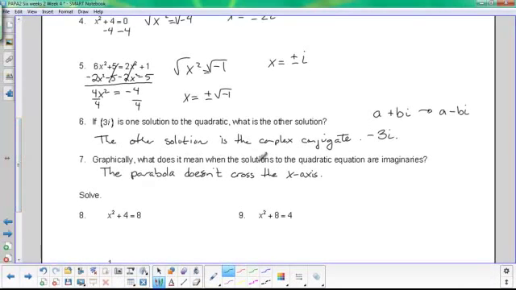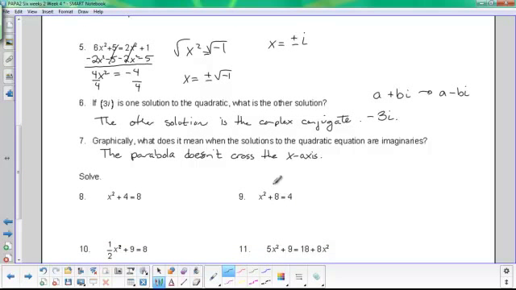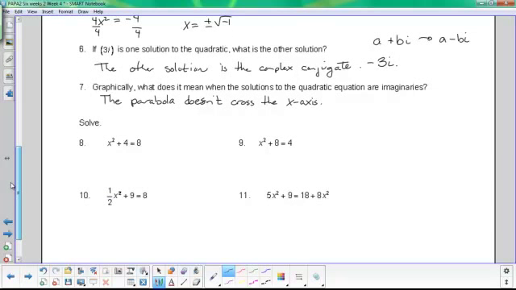Graphically, what does it mean when the solutions of a quadratic are imaginary? That's when the parabola doesn't touch the x-axis at all. There are three possible ways. You can have two solutions if the parabola crosses the x-axis twice, one solution if it touches it exactly one time, or two imaginary solutions if it does not cross at all. Following questions, just more practice with imaginary solutions.